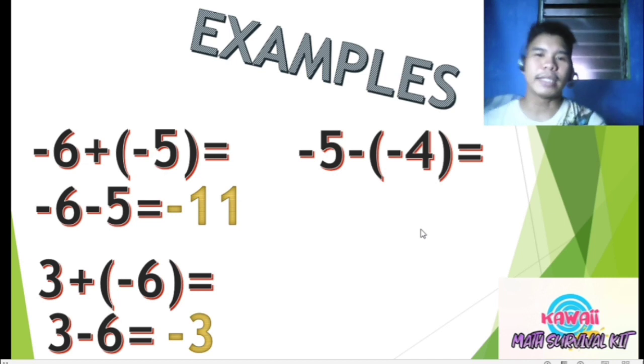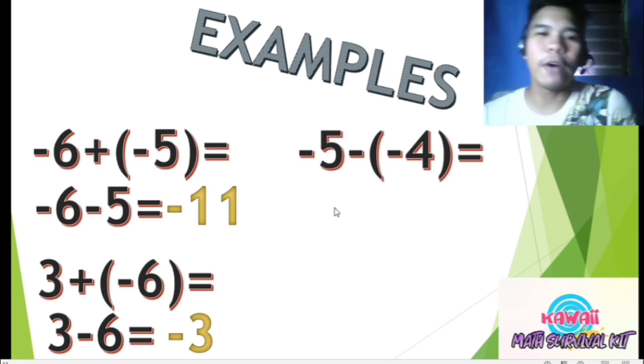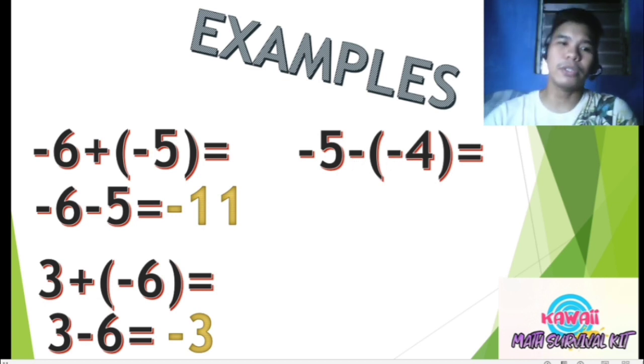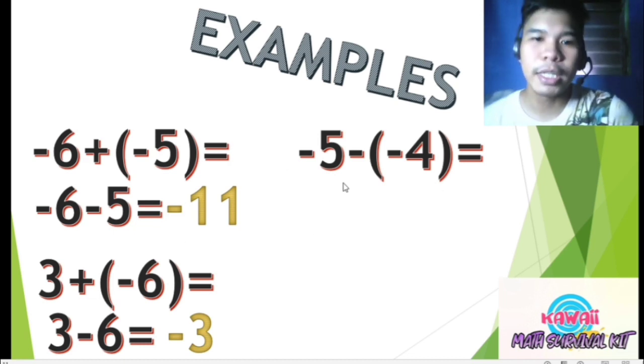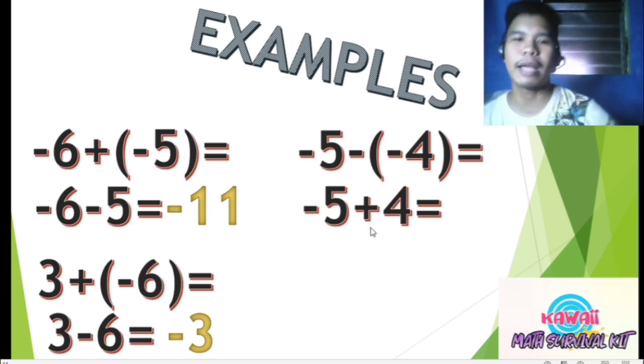How about this one? Negative 5 minus negative 4. Again, as you can see, we have here two negative signs. So what will happen to that? That will become a positive. Okay, very good. So you copy first negative 5, and that will become positive 4, or negative 5 plus 4.